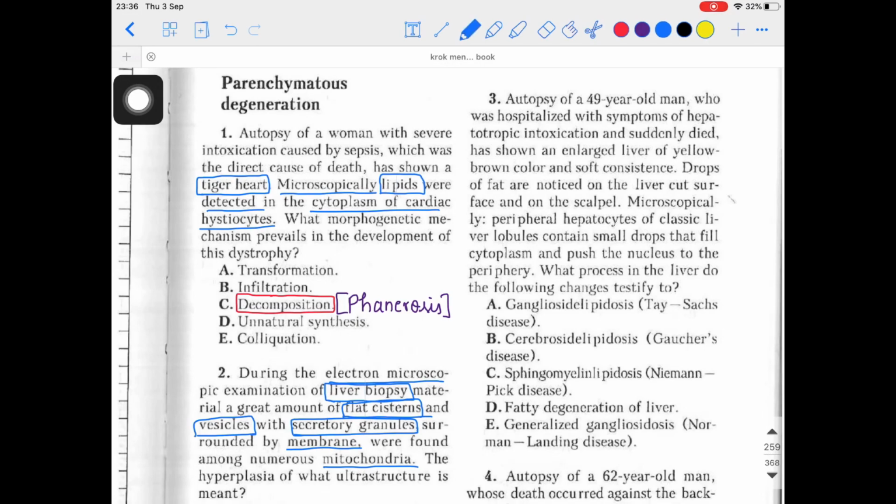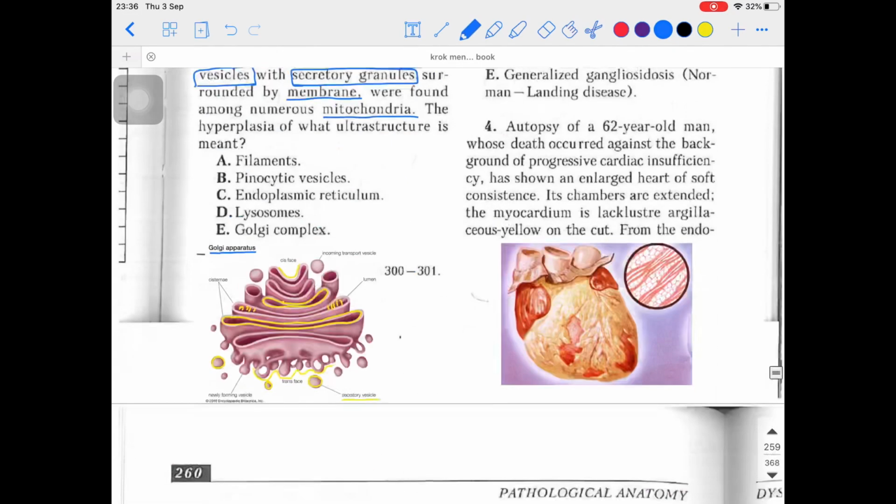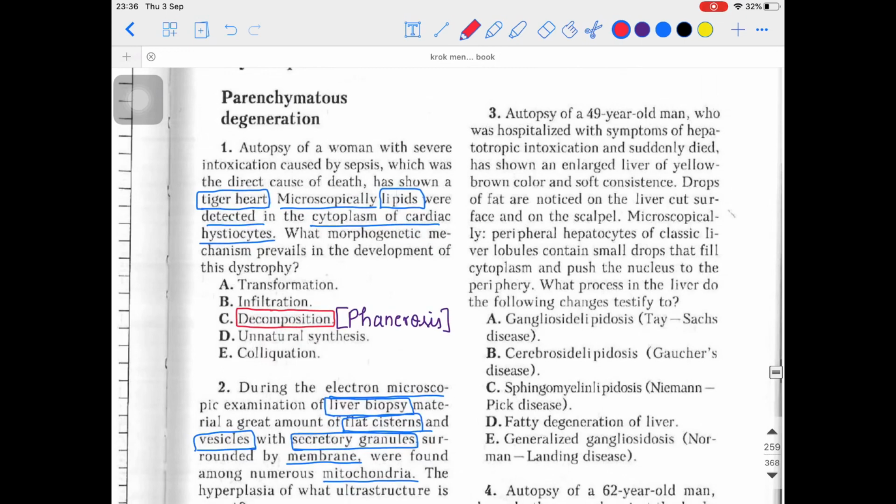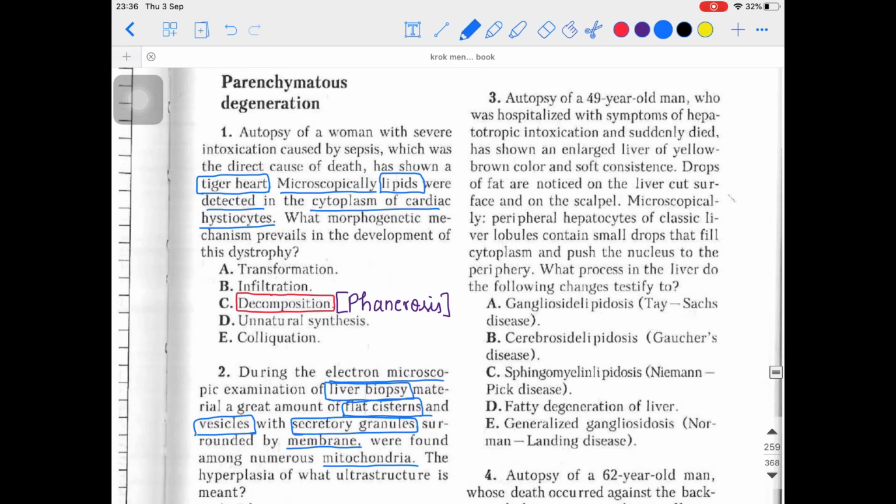In the third one, they are saying, autopsy of a... so what was the answer over here? Let me mark it for you. This was the Golgi complex, right? Okay, moving on to the third one. Autopsy of a 49-year-old man who was hospitalized with symptoms of hepatotropic intoxication. Yes, you might have got it, they are talking about the liver. Hepatotropic intoxication, and he suddenly died.